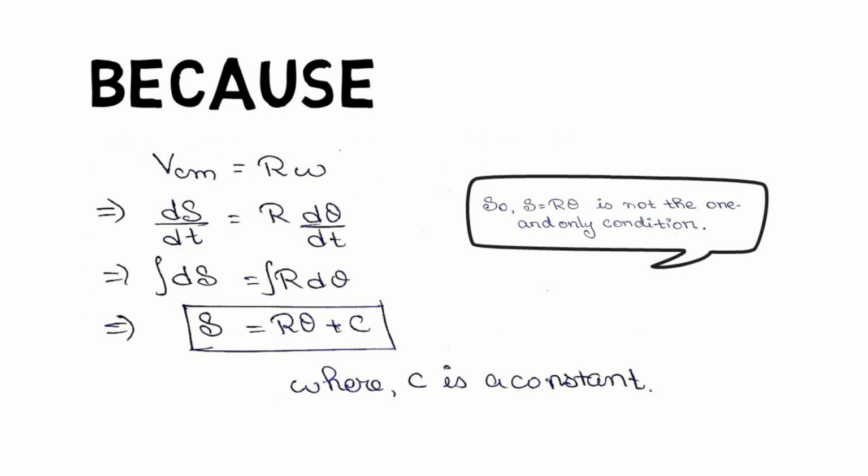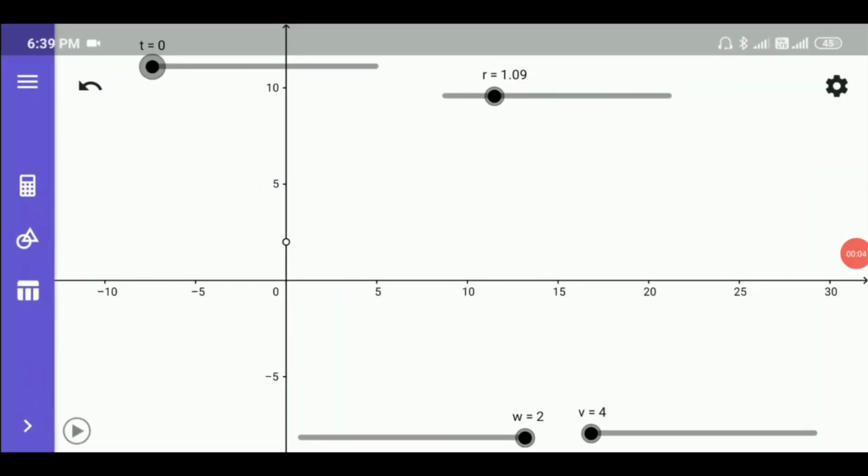So SCM equals R theta is not the one and only condition. Now, as we have discussed the conditions of pure rolling, we are going to do something more interesting. We are going to discuss the velocities of a point that can be on the circumference or inside the disk at different moments, and also we will unleash the trajectory of the point during the execution of pure rolling motion.